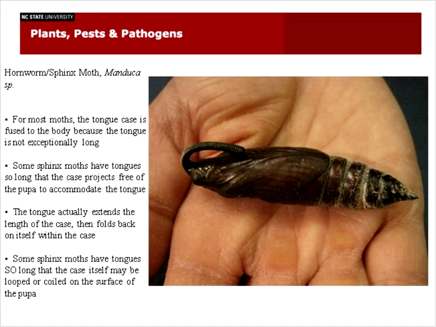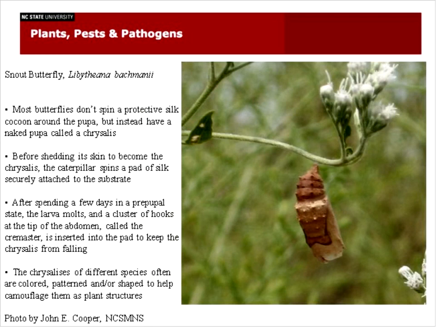Just an aside for a moment here, most moths have the tongue case, which is visible here, fused to the surface of the pupa, and you can only make it out in kind of a bas relief. But many sphingids that have exceptionally long tongues have the tongue case free so that it can accommodate the long tongue. And the tongue actually extends from the head out to the case and then loops back on itself within the case. There are some species of sphinx moths that have tongues longer than their own bodies, and in that case, the tongue case may actually be looped or coiled on the outside of the pupa, a very bizarre-looking sort of feature.